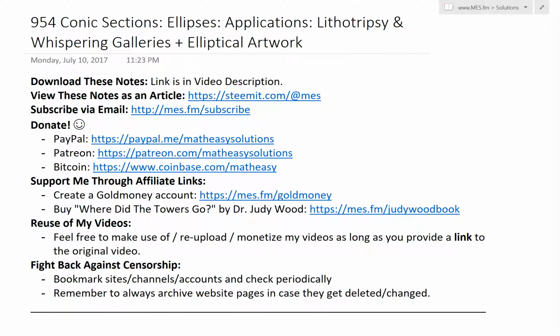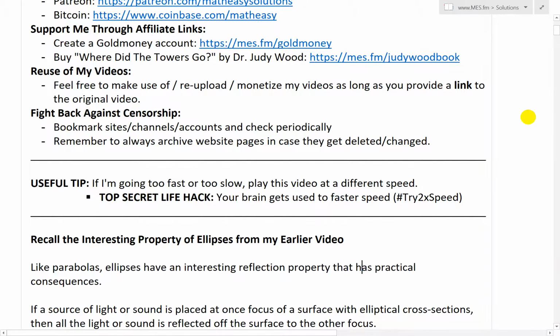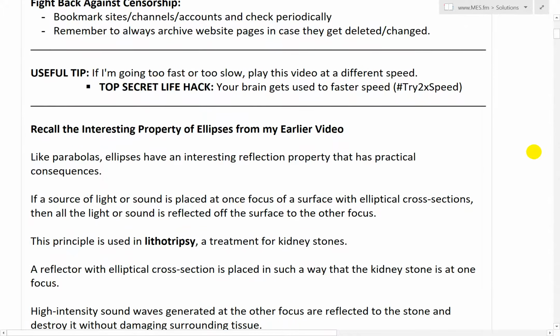To discuss further into conic sections, look further into ellipses, and now go over some very interesting applications of ellipses, and that's in lithotripsy as well as whispering galleries, as well as I'll show some really cool elliptical artwork in this video. So that's going to be pretty interesting. Let's just jump right in.